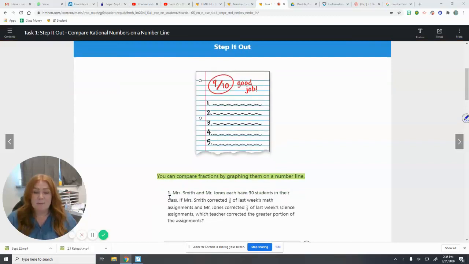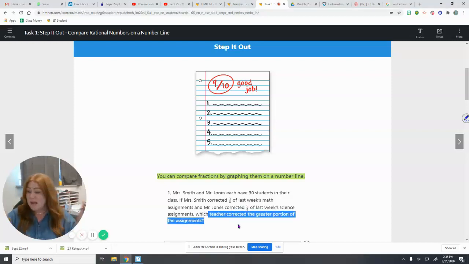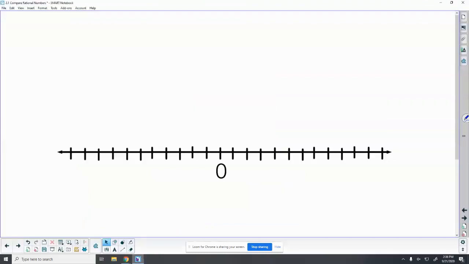So we have this problem here that Mrs. Smith and Mr. Jones each have 30 students in their class. Mrs. Smith corrected 3/4 of last week's math homework, and Mr. Jones corrected 5/8 of last week's science assignments. So we want to know which teacher corrected the greater portion. So we're comparing 3/4 and 5/8 to figure out which teacher has corrected more.